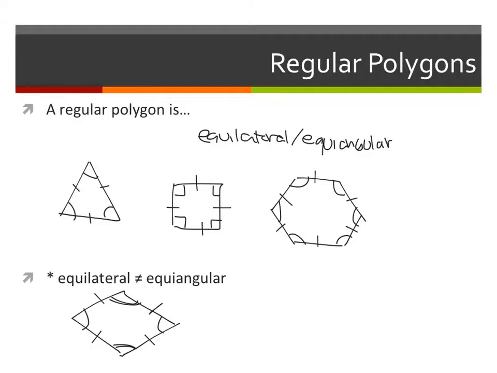What about shapes that are equiangular, but not equilateral? George? A rectangle, yes. A rectangle, which has 4 right angles. All the angles are congruent, but the sides are not. Good job, guys. That was quicker than I have experienced.